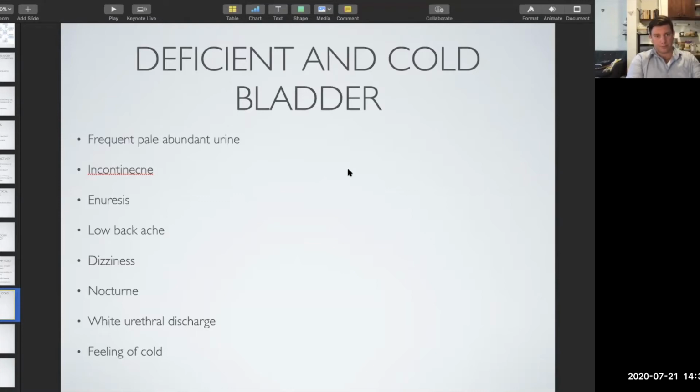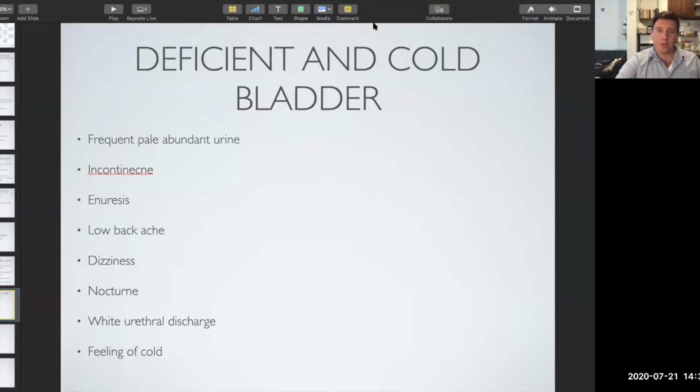Enuresis. I'm just completely blanking on what that word means right now. So I'm looking it up. Oh yeah, okay, that's just difficulty controlling urination. Okay, that's easy.